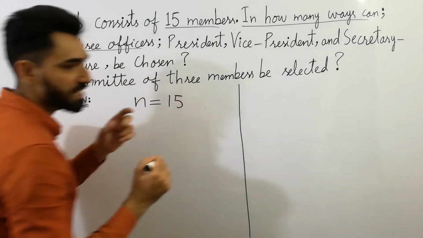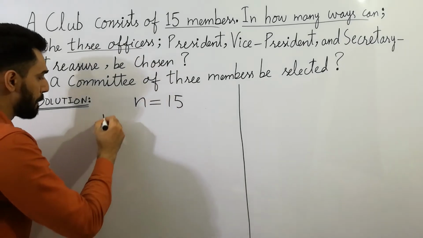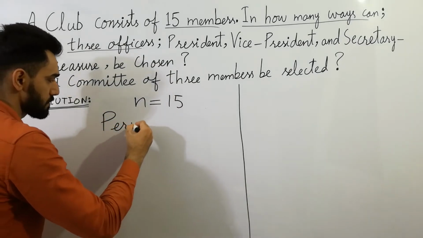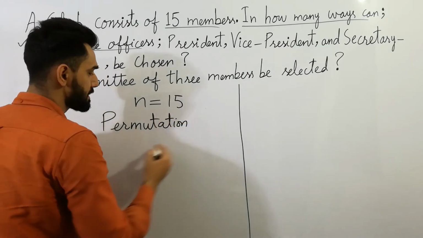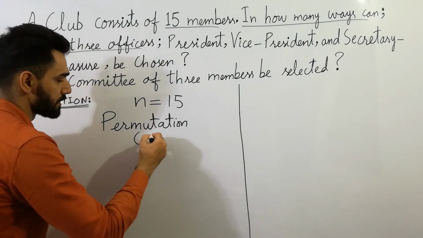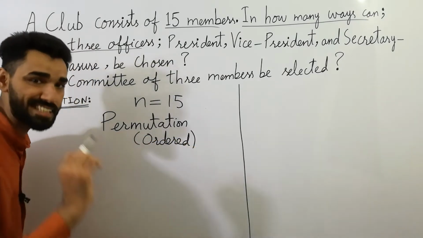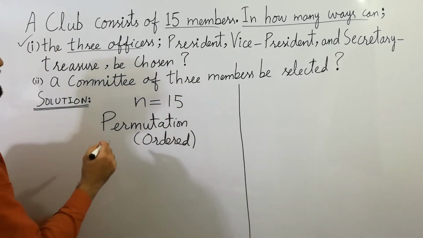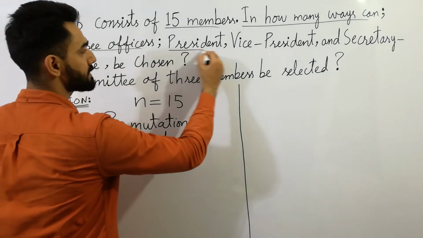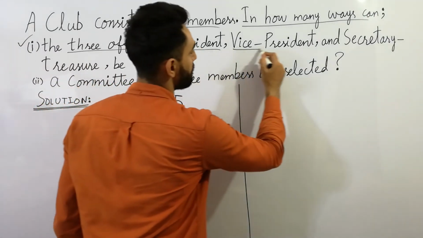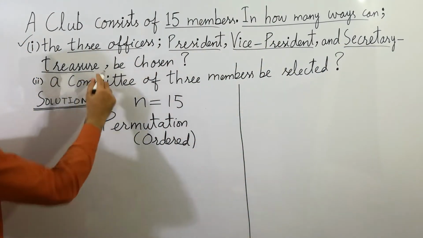This is the sequence. First of all, you check the sequence. You must remember that permutation is always ordered. Permutation is always in sequence, in order. So here you can check that there are three officers: one is president, next is vice president, and next is secretary treasurer. So here is the sequence.